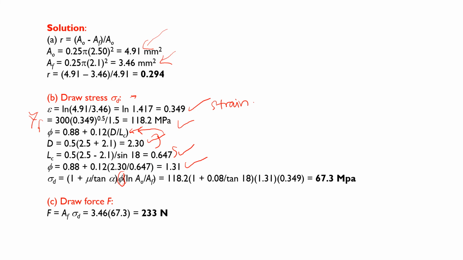After you already have all the values here, since this one is given, this one also done, this one also you have, and this one also you have, then you just put all of them inside the equation, and then you will get the answer here. And the final one is the draw force. So draw force is A final times the draw stress. Since draw stress is already there, and A final you already have inside here, you can just calculate directly and you will get the value 233 Newton.